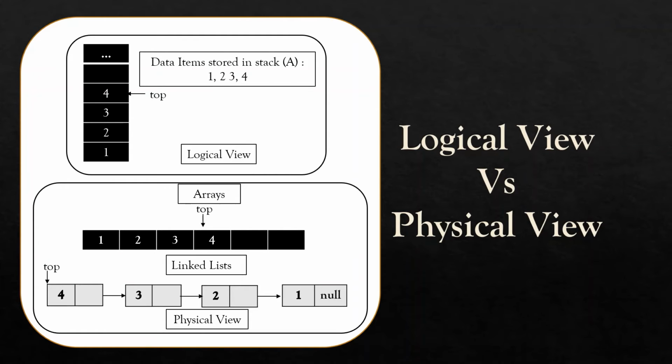Or it can be stored as a linked list, in which case first I will insert the element 1 and top will be pointing to 1. Here top refers to the address of the node or address of the element. Then when I insert 2, 2 gets inserted before 1 and now top points to 2. Then when I insert 3, top points to 3. Then when I insert 4, top points to 4.